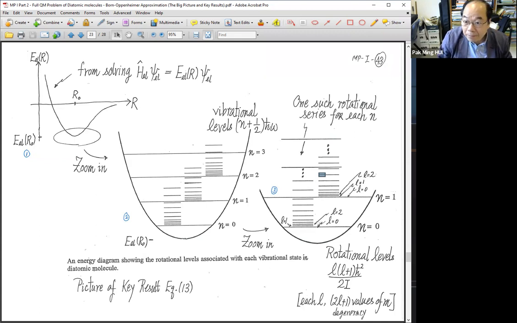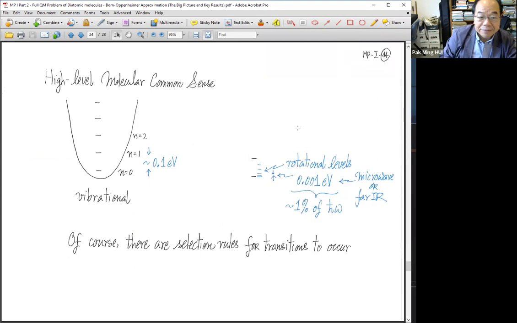Okay. You see, very well, slightly more complicated, but the world will become much more interesting. Okay. Now, this is what I try to explain more a bit later, but I would like to give you some molecular common sense here. The energy scales.